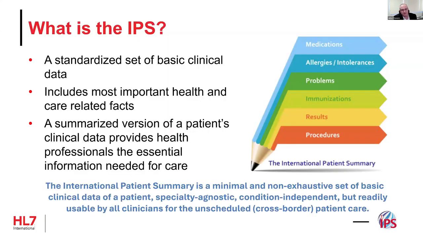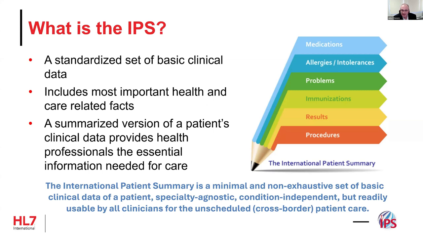So in terms of our brief introduction here, Dan queued this up incredibly well. What is the IPS, the International Patient Summary? It's a standardized set of basic information about a patient. It's those facts that are most relevant for care transitions. In our image on the right-hand side, you can see 6 different sections. There are actually 16 sections that are possible as part of the International Patient Summary that are profiled out and really described in the standard itself.